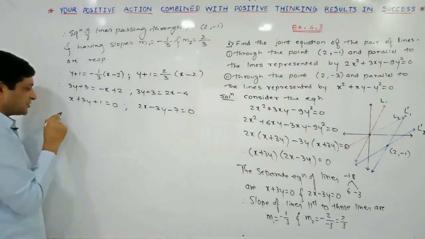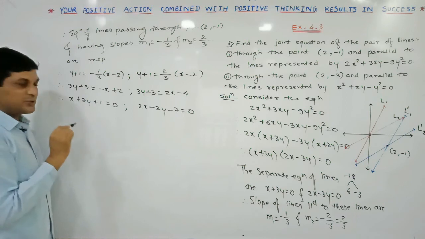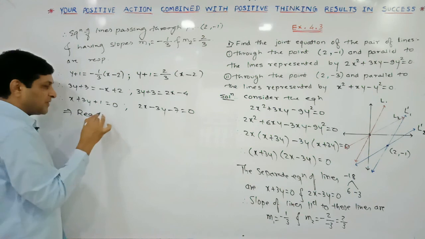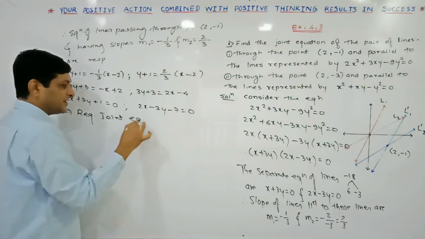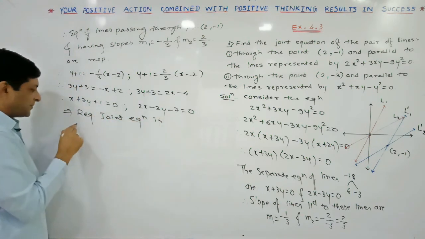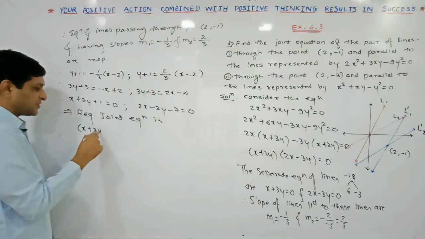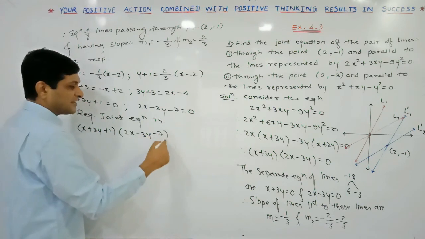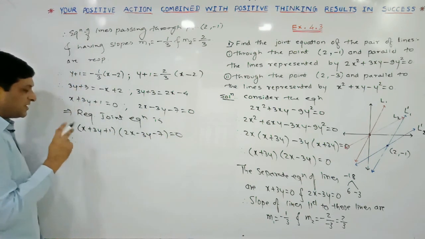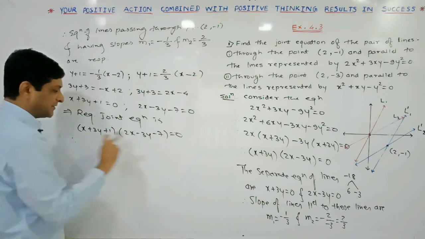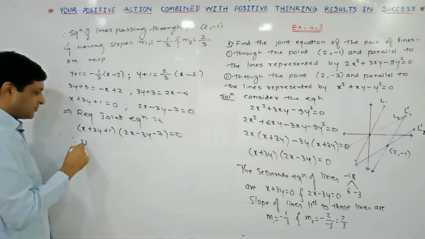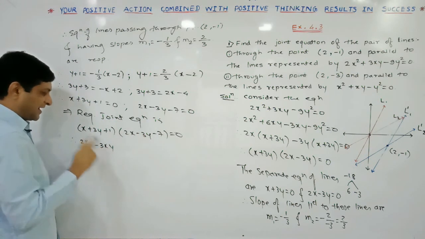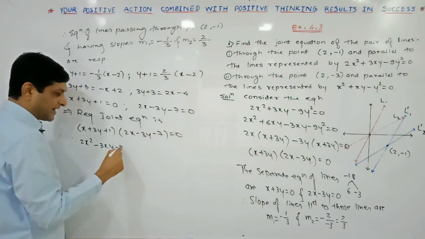So take the multiplication of these two equations, and we will get our required joint equation. So this implies that the required joint equation is, x plus 3y plus 1 into 2x minus 3y minus 7 is equal to 0. Now we are multiplying x to all these three terms: x into 2x, 2x square, x into minus 3y, minus 3xy, x into minus 7, minus 7x.